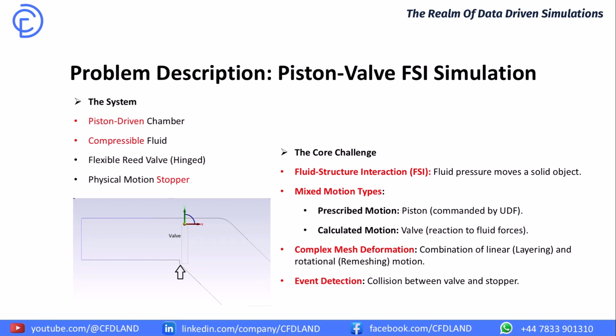Because things are moving, we will have complex mesh deformation. We need to use a combination of our dynamic mesh tools. Layering for the piston's simple, straight motion, and remeshing for the valve's more complex rotational motion. And finally, we have event detection. The event is the collision, the moment the valve hits the stopper. We need to tell Fluent to detect this specific event so we can control what happens next.